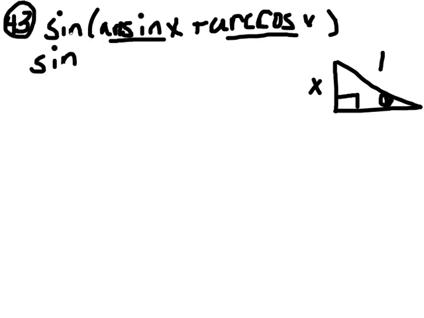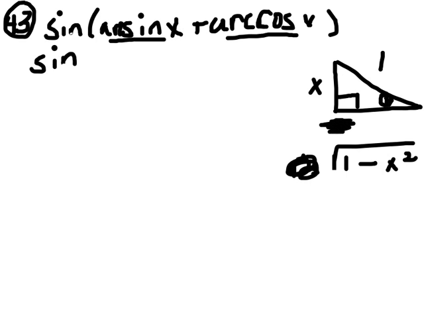We'd have to do the Pythagorean theorem over here. This side would be 1 squared equals, let's call it a for right now. Wouldn't that just be the square root of 1 squared, which is 1, minus x squared, if I could do that? Okay, and then what would be the arc sine?